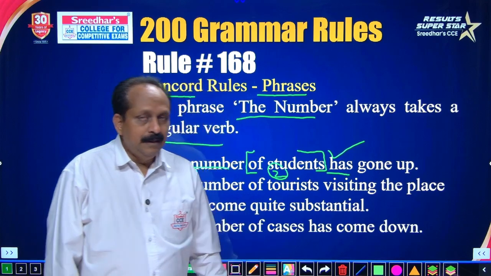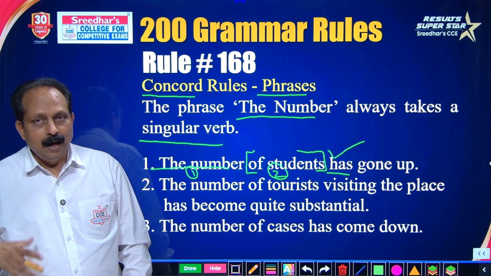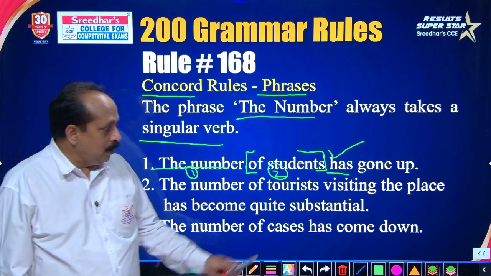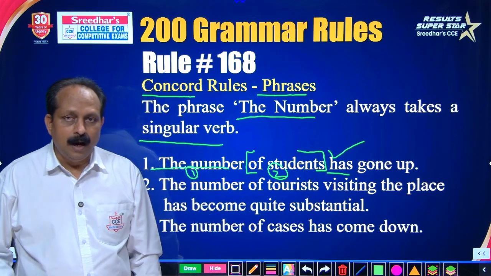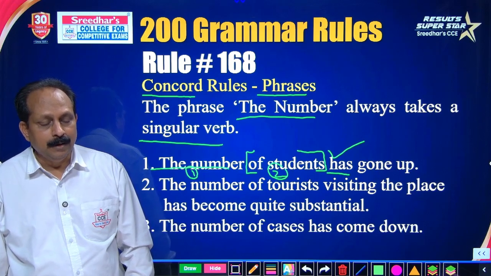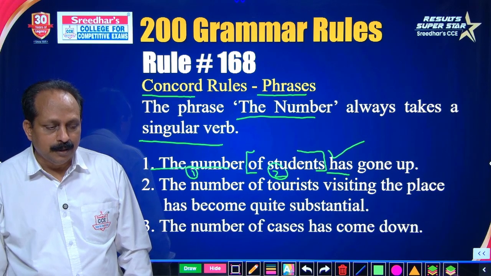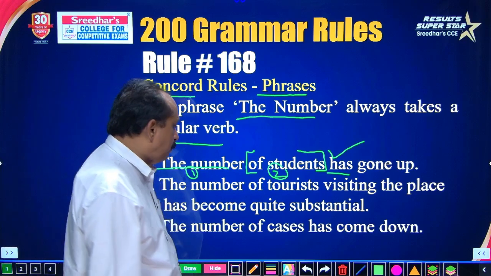Singular verb. In the exam, they may give: the number of new students have gone up. If you focus on the word students, you may think have gone up is correct. But what is the subject here? The number. And of the new students, that's a phrase we don't consider. The number has gone up.